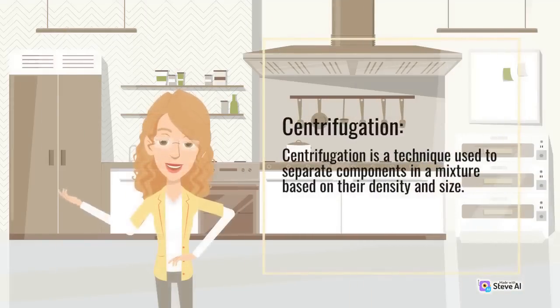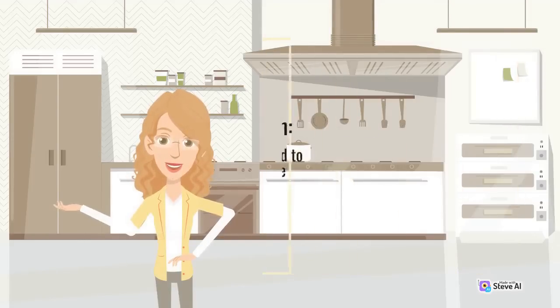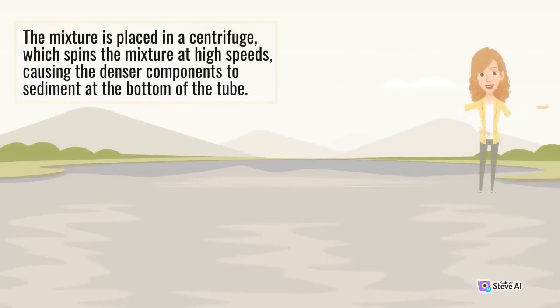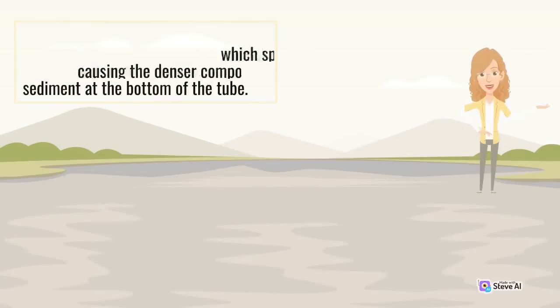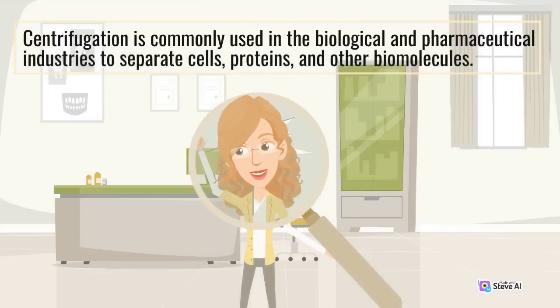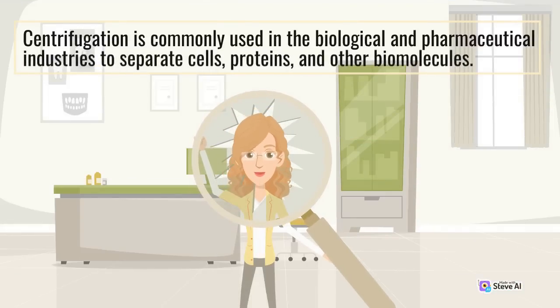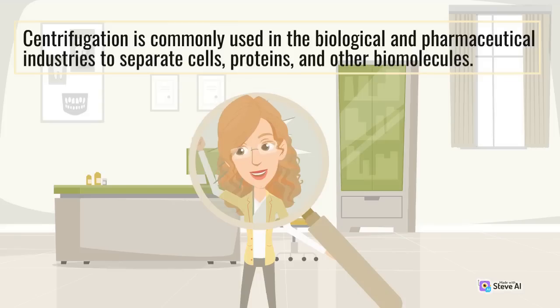Centrifugation. Centrifugation is a technique used to separate components in a mixture based on their density and size. The mixture is placed in a centrifuge, which spins the mixture at high speeds, causing the denser components to sediment at the bottom of the tube. Centrifugation is commonly used in the biological and pharmaceutical industries to separate cells, proteins, and other biomolecules.